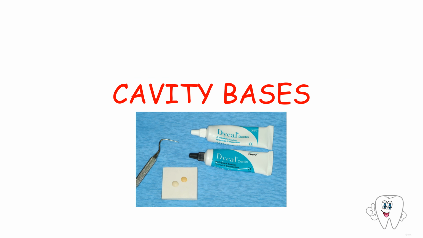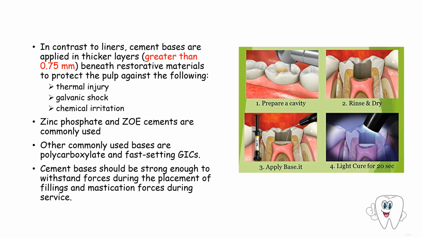Now let's discuss about the cavity bases. In contrast to liners, cement bases are applied in thicker layers, that is more than 0.75 mm beneath the restorative materials to protect the pulp against thermal injury, galvanic shock, and chemical irritation. Zinc phosphate and ZOE cements are the most commonly used cements. Other commonly used bases are polycarboxylate and fast-setting GICs. Cement bases should be strong enough to withstand the forces during the placement of fillings and mastication forces during the service.